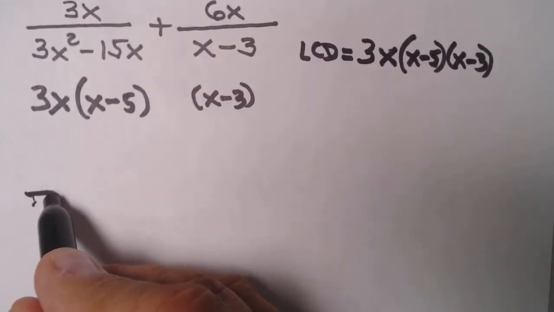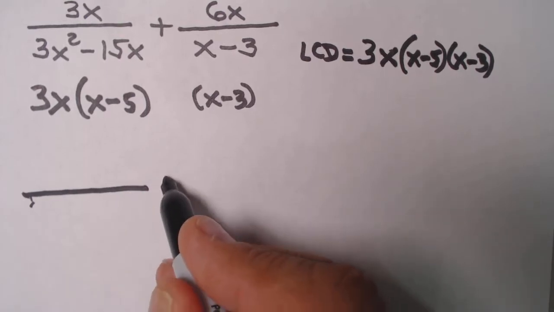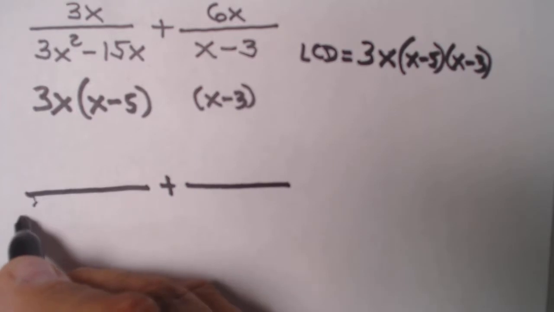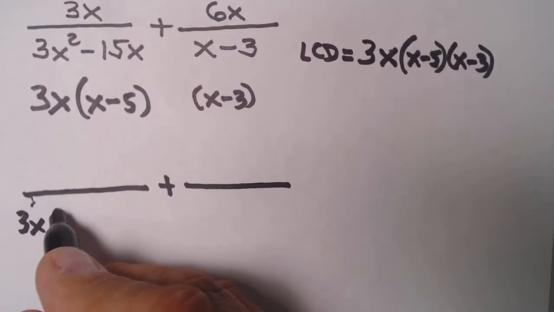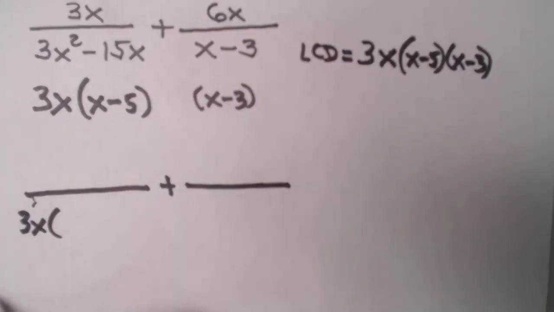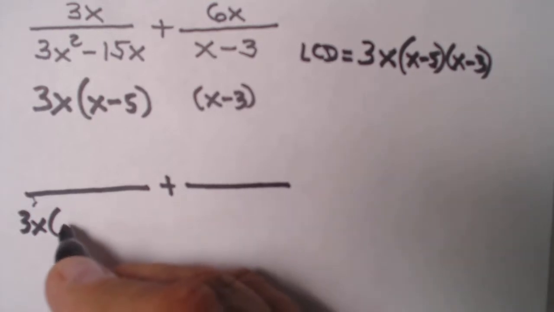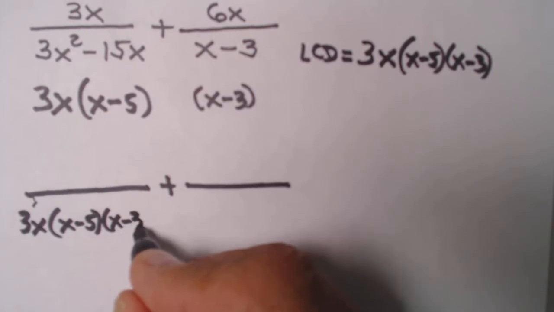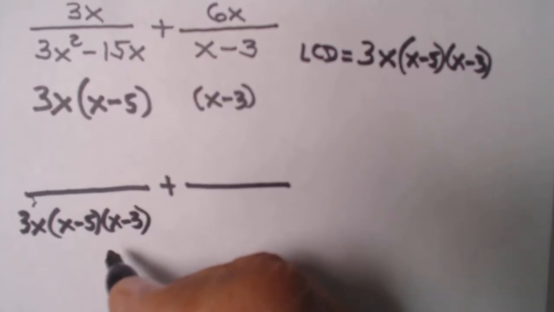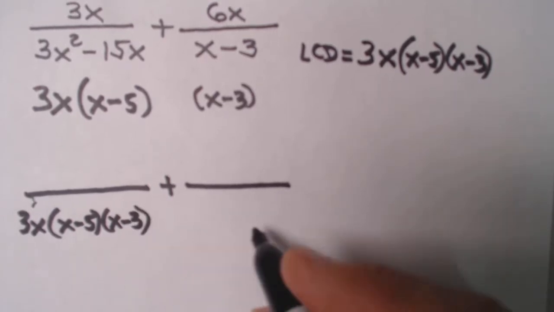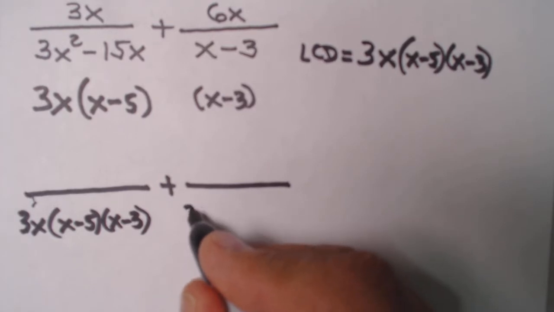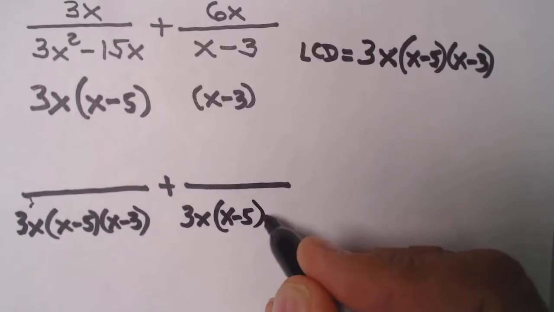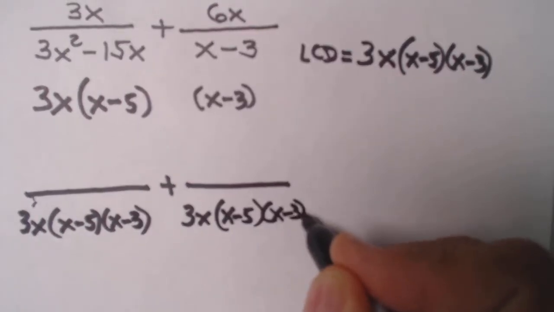The next thing we do is set up both of these fractions with the LCD we want, namely 3x times x - 5 times x - 3. There it is for the first fraction, its common denominator. We need the same thing for the second one: 3x times x - 5 times x - 3.